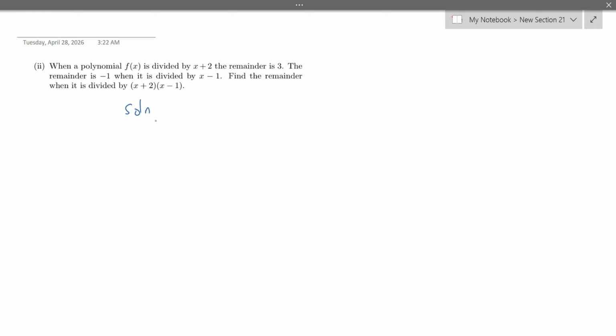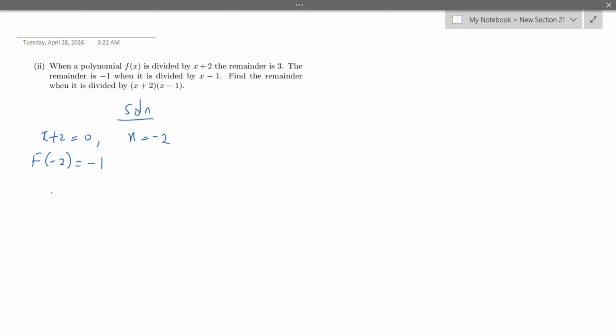Solution. So we are going to be using the remainder theorem we discussed in the last video. If you divide a polynomial by x plus 2, from the remainder theorem, x plus 2 is equal to 0, so x is equal to minus 2. So this is what the remainder theorem says.